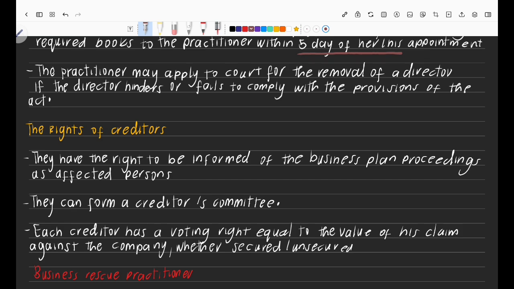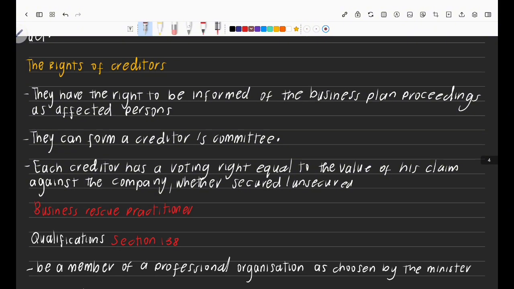So what we are saying is the practitioner can actually apply to court to have you removed as a director if you fail, right, to be helpful, or if you hinder or stand in between the practitioner and the plan becoming a success. So they can apply to have you removed. Right. What about the rights of creditors?